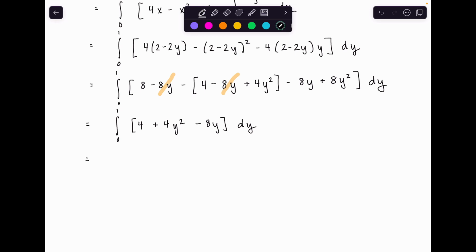So it is just a polynomial, so the antiderivative is 4y plus 4/3 y cubed, and then that would be 8y squared over 2, so minus 4y squared, evaluated from 0 to 1. If you plug in 1, that's 4, plus 4/3 minus 4. When you plug in 0, it all disappears. So the volume of this solid is 4/3. Okay? So this is one way we can go about the problem.